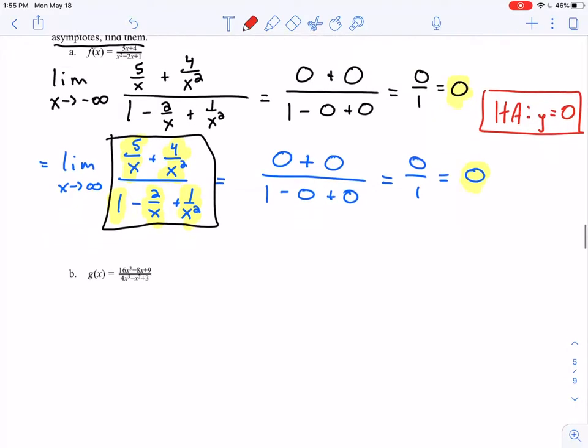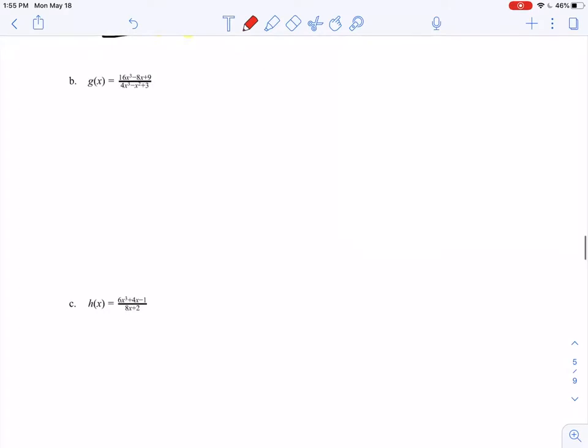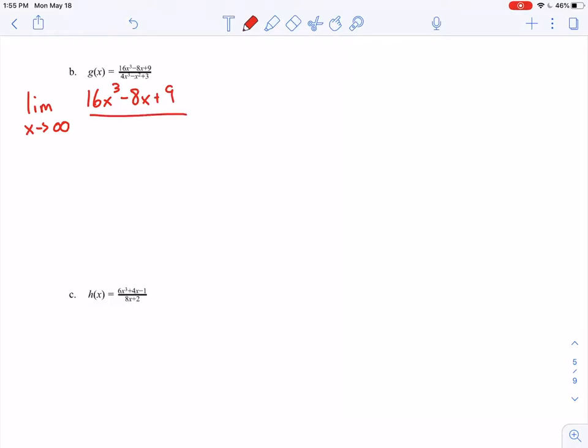So let's take a look at another one here. g of x. This time I have (16x cubed minus 8x plus 9) divided by (4x cubed minus x squared plus 3). Again, if I look at this, let's start with the right-hand end behavior, the limit as x approaches positive infinity. I've got (16x cubed minus 8x plus 9) divided by (4x cubed minus x squared plus 3).